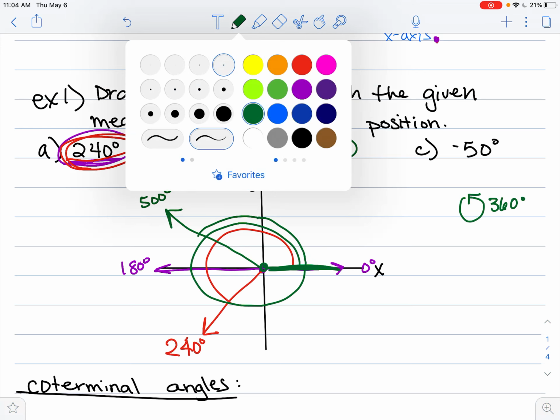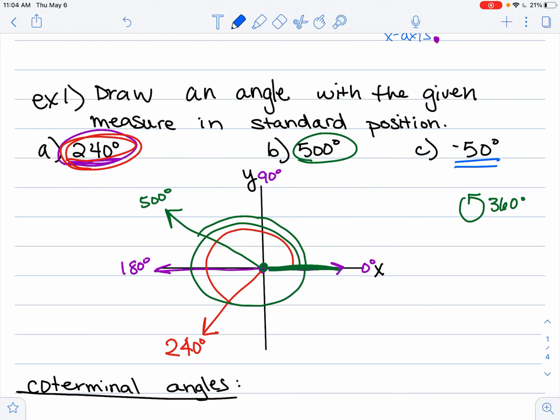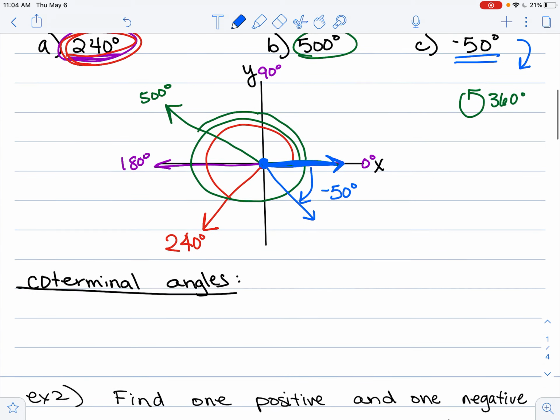Okay, and then lastly, let's do this one in blue. Let's go negative 50. Now negative just means we're going to go in the opposite direction. So instead of being counterclockwise, it's going to be clockwise. So again, here's my vertex, here's my initial side. It starts on the x-axis, and we're going to go this way 50 degrees. So I know from here to here is negative 50 degrees.